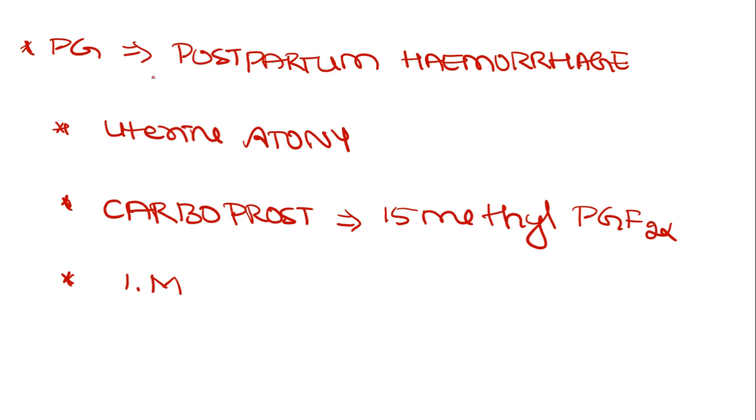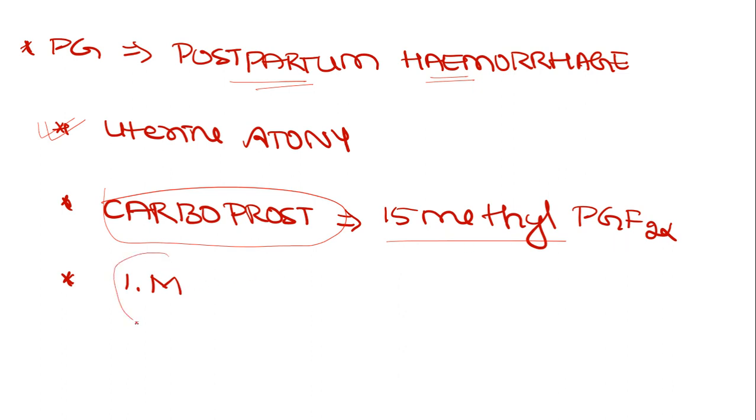Next, coming to the prostaglandin and its use in postpartum hemorrhage, mainly indicated in case of postpartum hemorrhage due to uterine atony. Here carboprost is used, which is a 15-methyl prostaglandin F2 alpha. It is administered intramuscularly. So it can be used as an alternative drug.